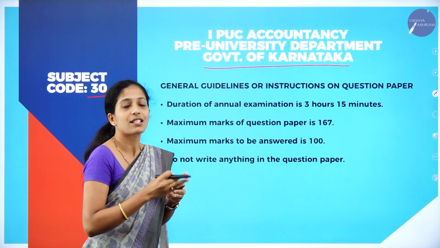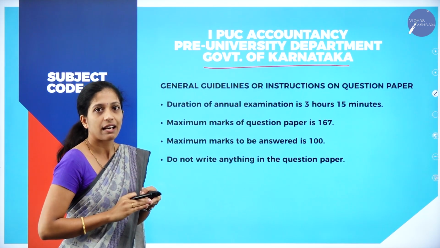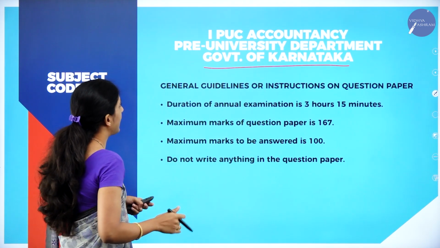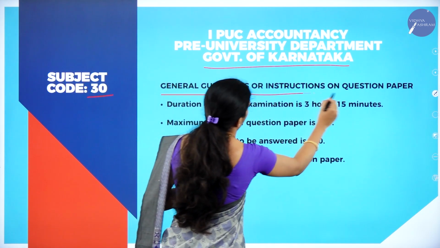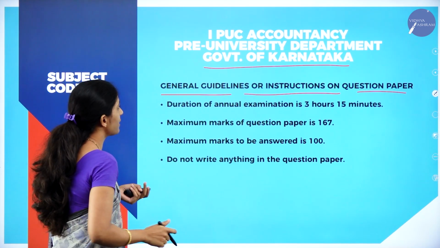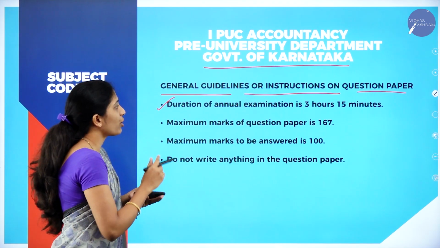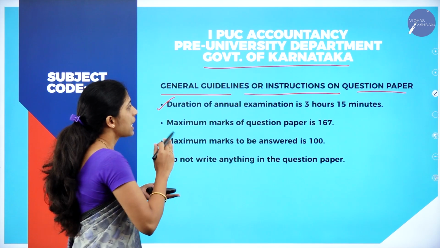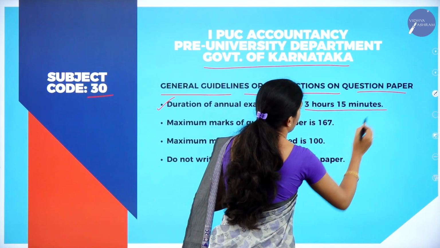So we are going to discuss only the question paper of the Karnataka board. See the guidelines here, the general guidelines or instructions on the question paper. Let us see what the instructions are. The first one is that the duration of the annual examination is 3 hours 15 minutes.